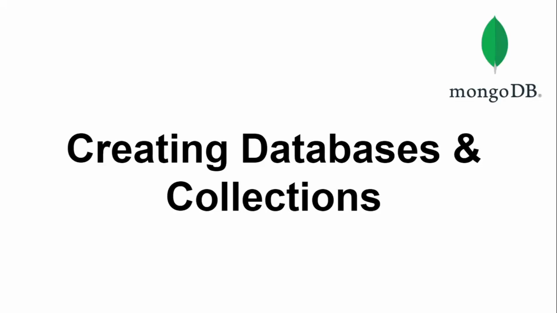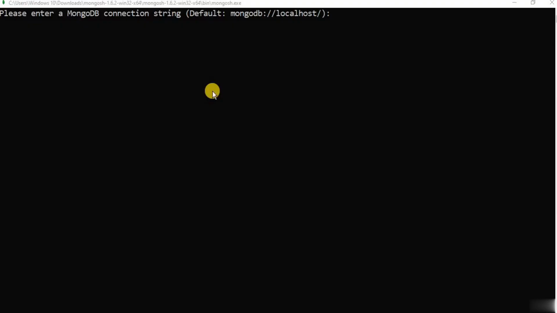Using the MongoDB shell. So the first thing that you need to do in order to create a database and collection in MongoDB is to open your Mongo shell. And it will look something like this. After opening your Mongo shell, you have to provide a MongoDB connection string in order to establish a connection.